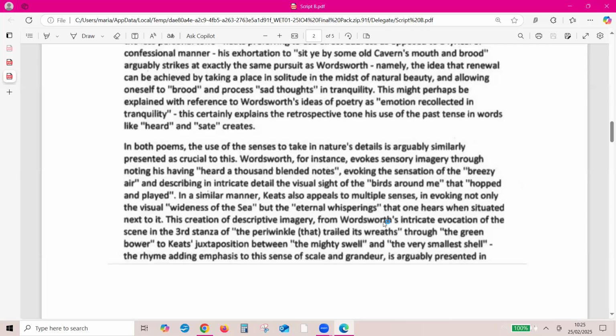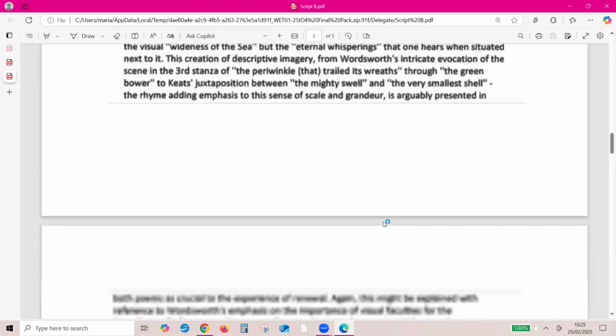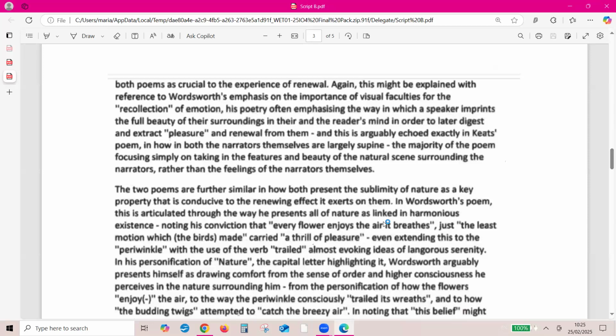The creation of descriptive imagery, from Wordsworth's intricate evocation of the scene in the third stanza of the periwinkle trailed its wreath through the green bower, to Keats's juxtaposition of the mighty swell and the very smallest shell, rhyme adding emphasis to the scale and grandeur, is arguably presented in both poems as crucial to the experience of renewal. Again, this might be explained with reference to Wordsworth's emphasis on the importance of visual faculties for recollection of emotion, his poetry emphasizing the way in which the speaker imprints the beauty of surroundings in their and the reader's mind, in order to digest and extract pleasure and renewal from them.